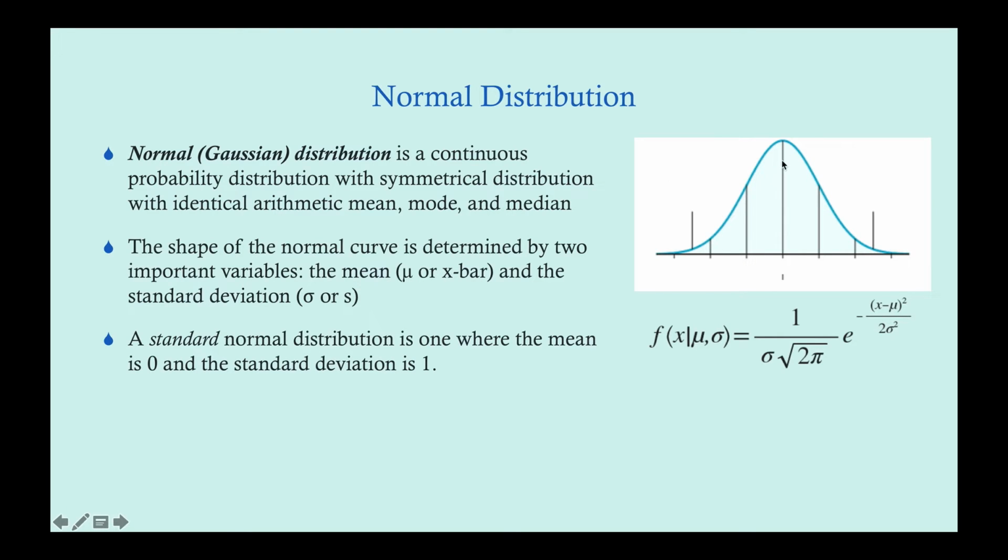The shape of the normal curve, this is the one we're used to. This is the standard normal curve. But there are different shapes of normal curves, and that shape is determined by two important variables, the mean and the standard deviation. The mean may be given to you as mu. That's the population mean, so the mean of the population at large. Or it could be given as x bar, an x with a little bar over the top.